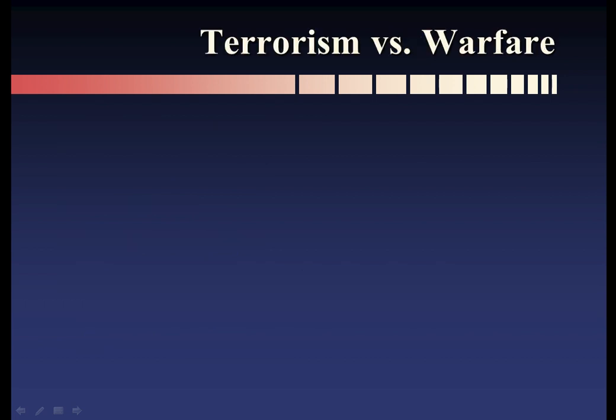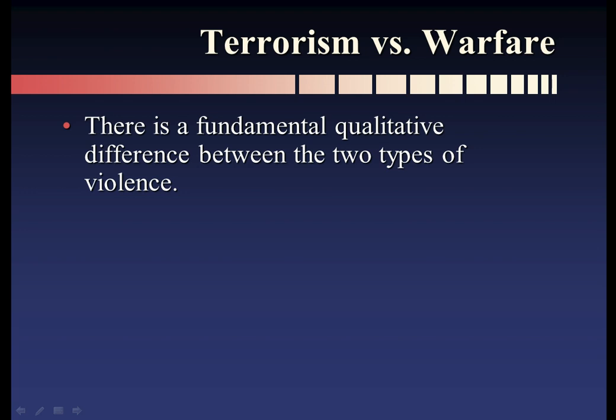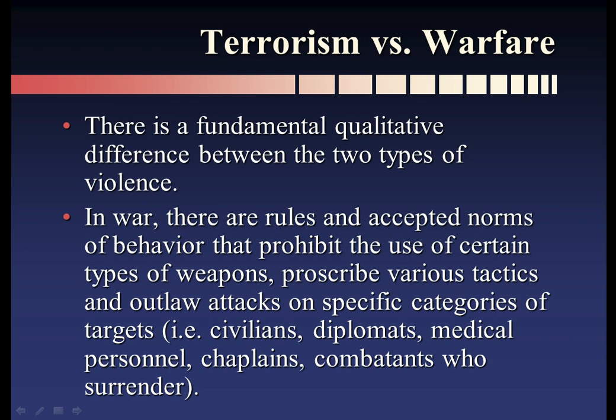All right, now, when we take terrorism versus warfare, there are some huge differences there. There's a qualitative difference between the two types of violence. In war, there are rules and norms of behavior that keep it as civil as possible. And war is always going to result in lots of damage, lots of casualties. It's not a good thing there. But there are these rules of engagement. And in terrorism, there's not, okay?